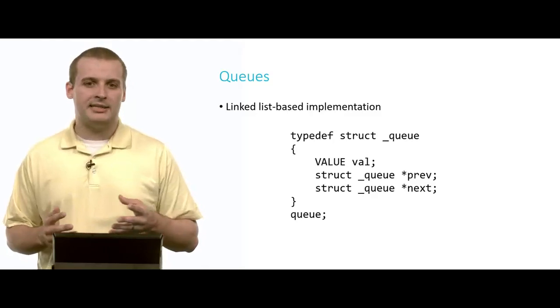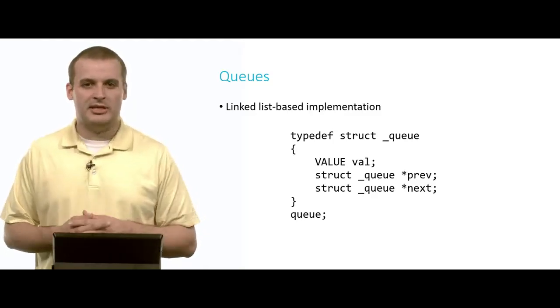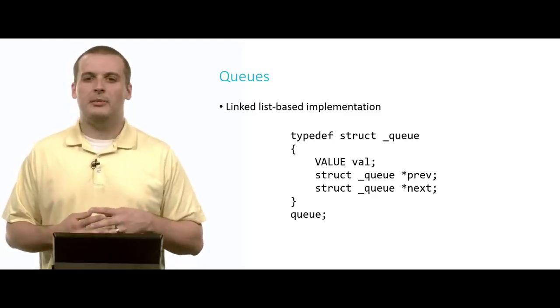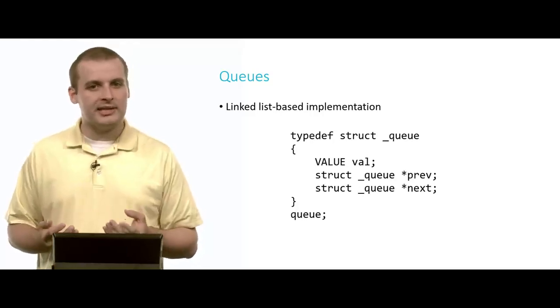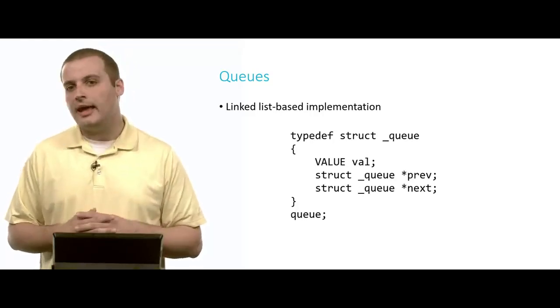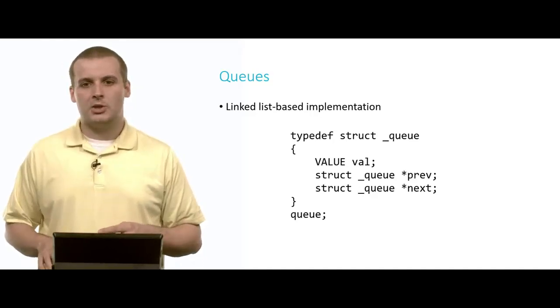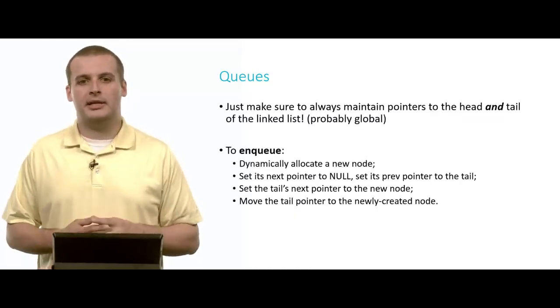Now, as an aside, it is actually possible to implement a queue as a singly linked list, but I think in terms of visualization, it might help to view this as a doubly linked list, but it is definitely possible to do this as a singly linked list. So let's have a look at what this might look like.